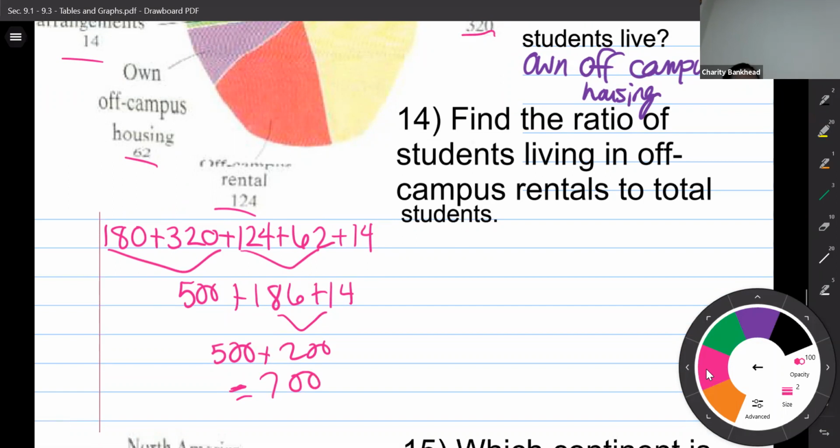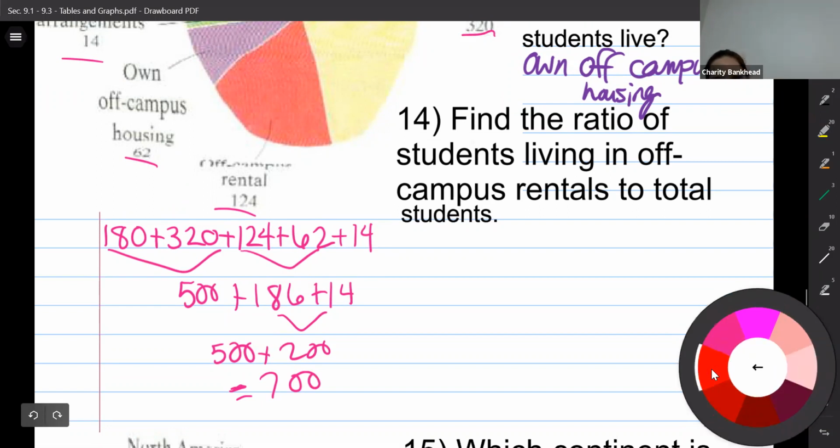And then off-campus rentals is 124. So 124 over 700. We can reduce that by 4. It reduces to 31 over 175.